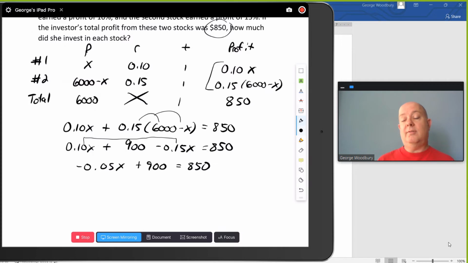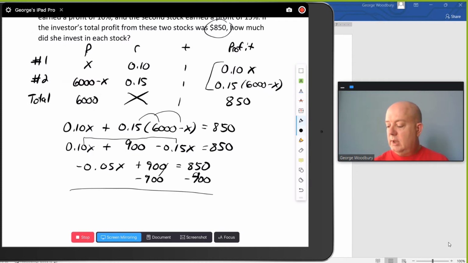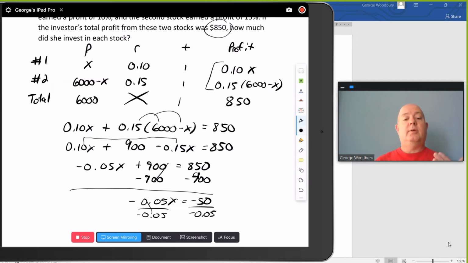We've got the variable term on the left-hand side. We need the constants to the right, so subtract 900. And we end up with negative 0.05x equals negative 50. We can divide both sides by negative 0.05. A negative divided by a negative is positive. 50 divided by 0.05 is 1,000. So x equals 1,000.